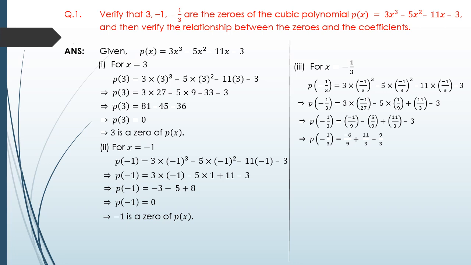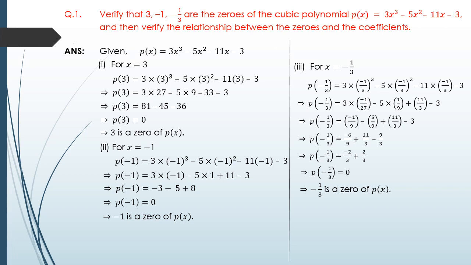So further, if we solve this further, we'll get P of minus 1 upon 3 is equal to minus 6 upon 9, which is nothing but minus 2 by 3. 11 by 3 minus 9 by 3 is also 2 by 3. Solving this, we'll get P of minus 1 by 3 is equal to 0. It means that minus 1 upon 3 is also a zero of the given cubic polynomial, right? So in this way, we have verified that 3, minus 1 and minus 1 upon 3 are the zeros of the given cubic polynomial. So this is the first part of this answer.